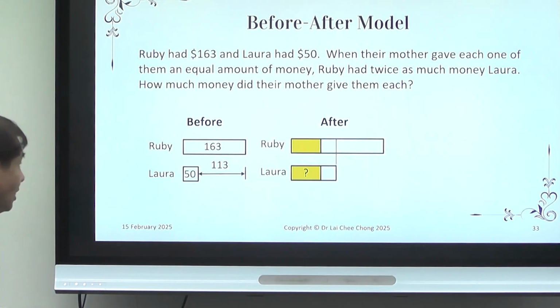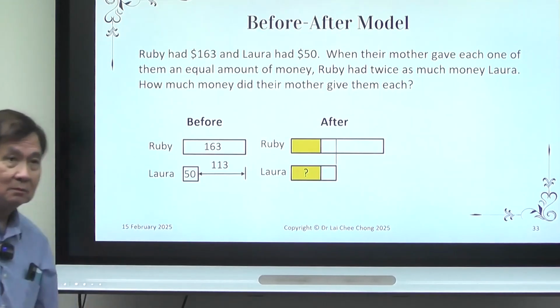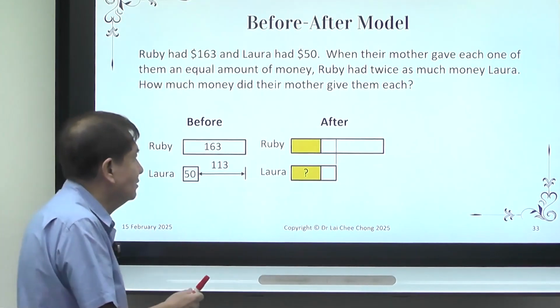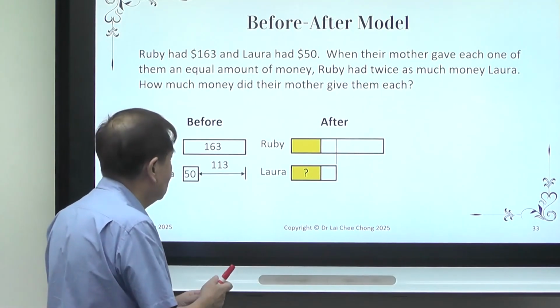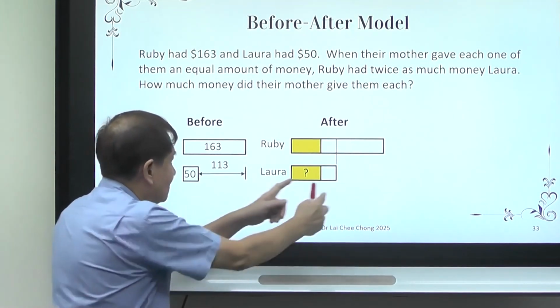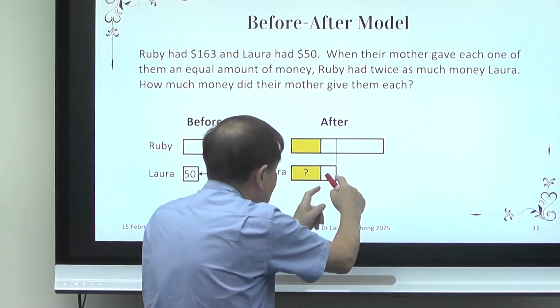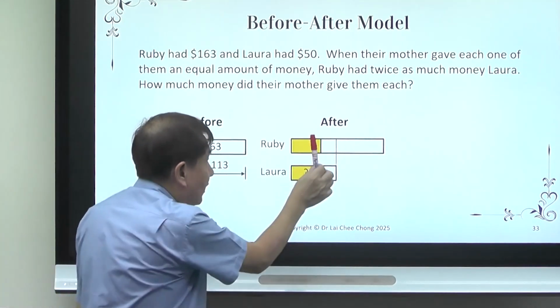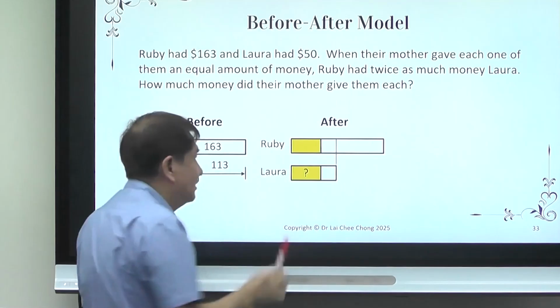Now, you don't have to add over here, you can add behind also. Why do I want to add behind? Because I don't want to change this difference here. You see, I keep this to be 113. You hide these two, this before, right? After, I add these two the same amount.